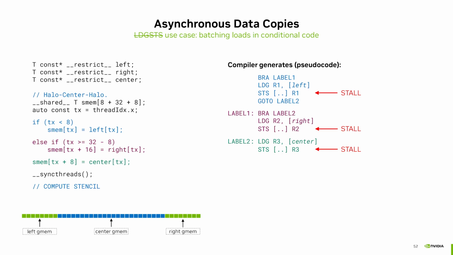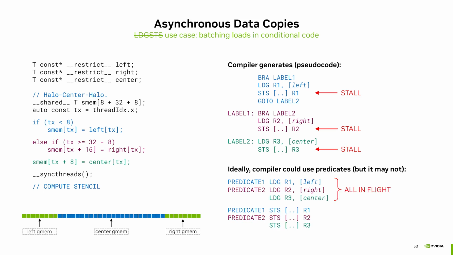So let's take a look at the pseudo assembly code on the right. For the synchronous copies, I already told you that it's equivalent to loading and storing. Then we have branch jumps, loading and storing again, and loading and storing a third time. So as you can see here, we get 3 stalls. In theory, the compiler could have done better. It could have predicated the 3 loads first, so send them all in flight, and then have predicated stores, but unfortunately it does not do it, even for this particular example.